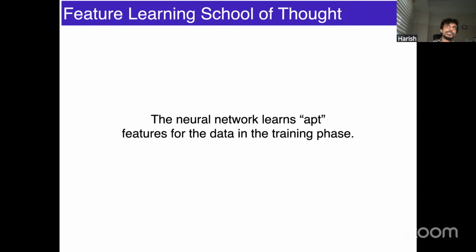So then there is the feature learning school of thought, which says that the neural network learns apt features for the data in the training phase, right? So this entire sentence requires decoding, right? Which is, what do you mean by apt? What do I mean by features? What do I mean by apt features for the data, right? So this entire thing is vague, but that's really the core idea behind the feature learning school of thought, which argues that deep network learning is not exactly equivalent to a kernel machine, right?